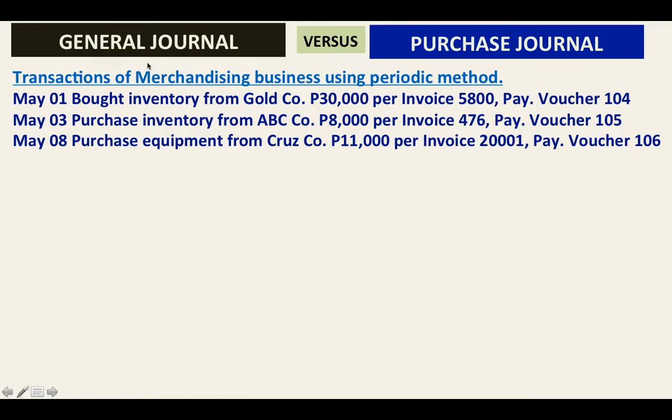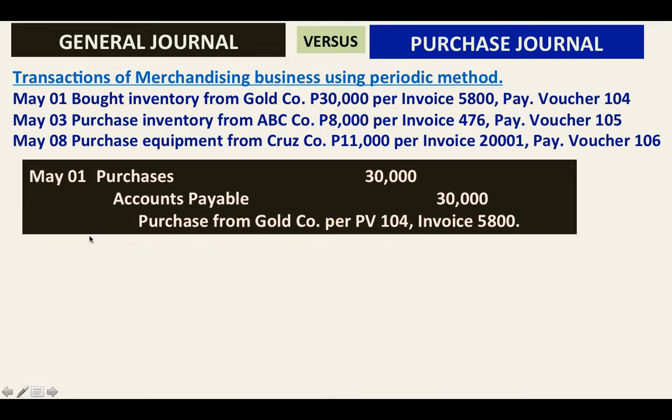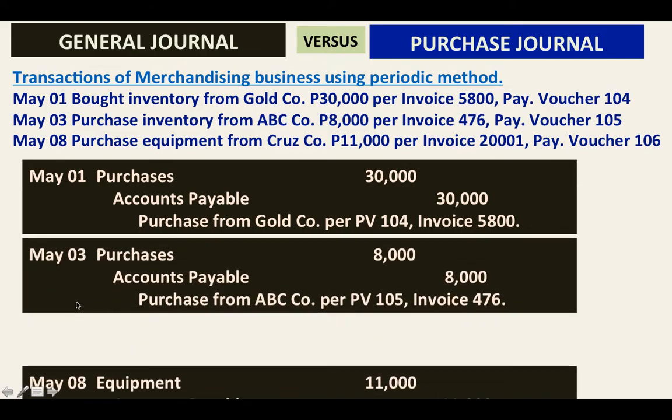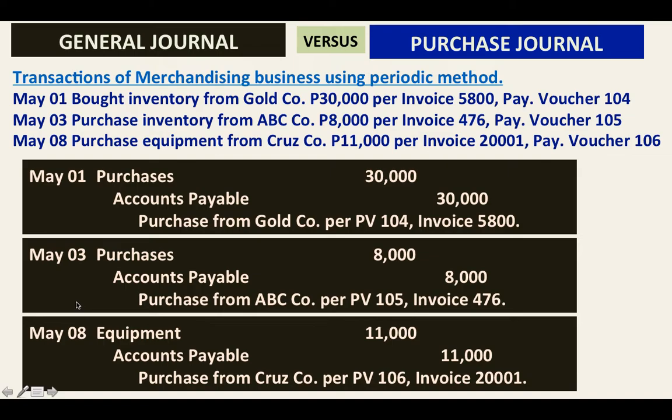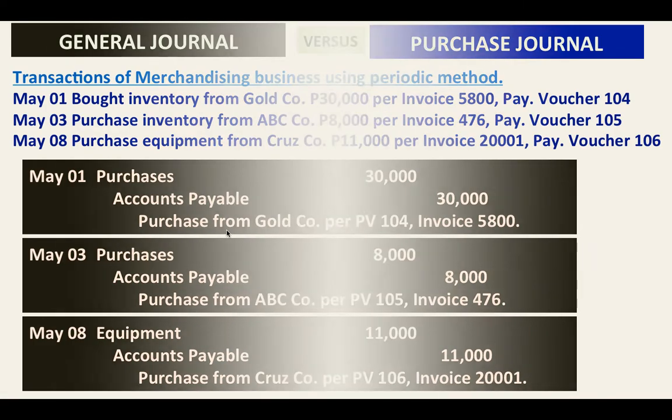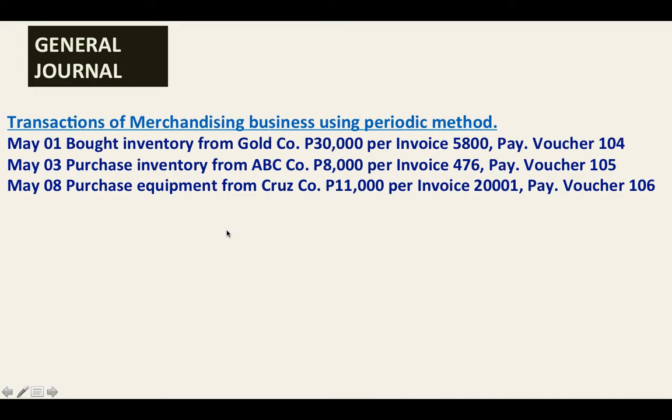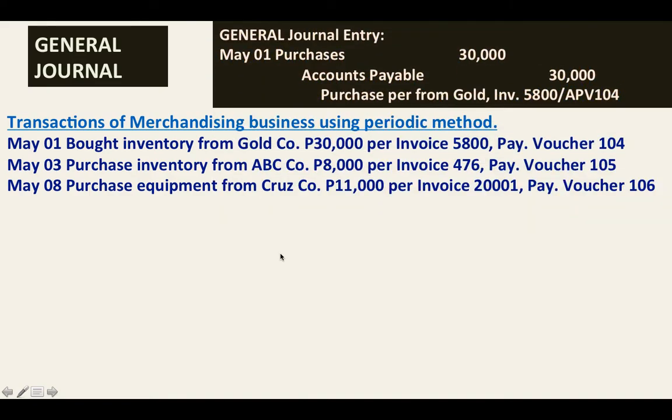Basta na-record natin sa general journal, ganito ang magiging transaction natin, using payable voucher 104. So we debit purchases 30,000, we credit accounts payable 30,000. Doing that for May 3 and May 8, ganito yung ating magiging journal entry. Yan sa general journal. Now, paano naman if we are going to use the purchase journal? So let's take a look. Again, sa general journal, ito yung naging transaction natin on the previous slide. And now, ito yung naging entry natin under general journal.